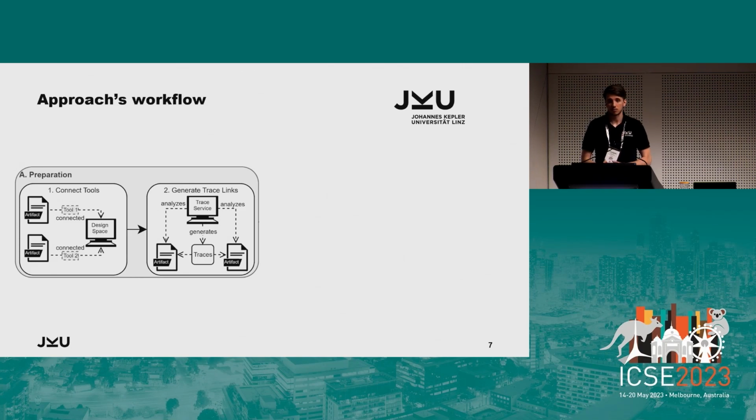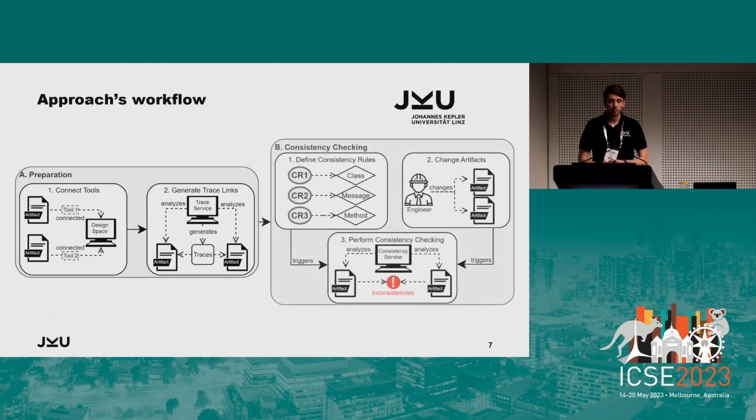Once this connection is achieved, the approach will generate traceability links. And these links are there to connect the artifacts that come from different tools. For instance, we can now connect the Java implementation with the UML design models. And this connection is important because on the next phase, we have the consistency checking being performed.